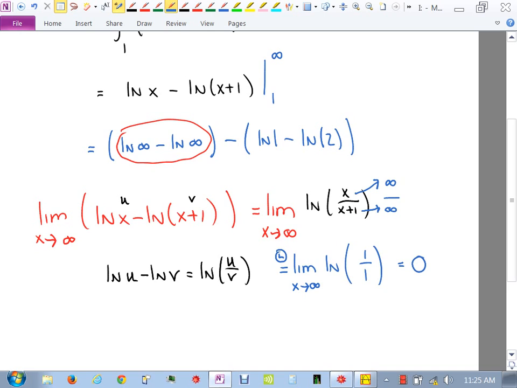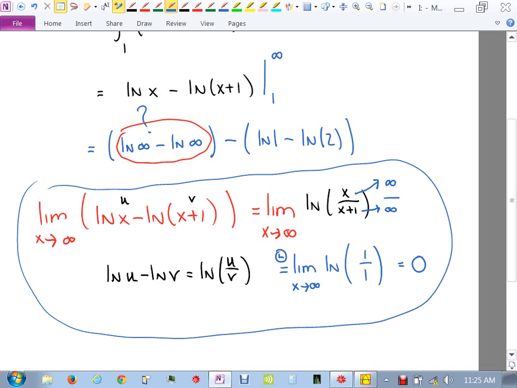So that's 0. All this work right here was just to figure out that question mark of what infinity minus infinity was going to be. So I'll continue my answer up here. This equals, that first part is 0, and then I have minus minus, right? This natural log of 1 canceled. So minus minus, so plus natural log 2. So the answer is natural log 2. Good? Answer the question? Who asked?